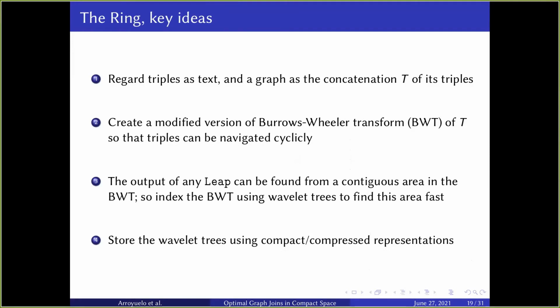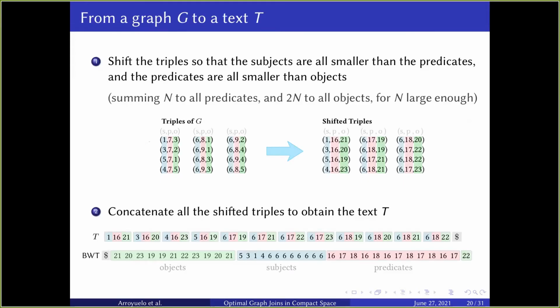Let us dive a bit deeper into each of these ideas, starting from how we go from a graph to a text. The first important part is to shift the triples so that the subjects are all smaller than the predicates and the predicates are all smaller than the objects. This can be achieved by summing n to all the predicates and 2n to all objects for n large enough. We then concatenate all the shifted triples to obtain the text T.